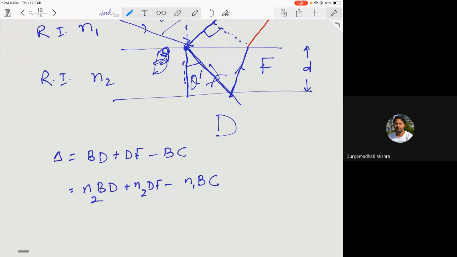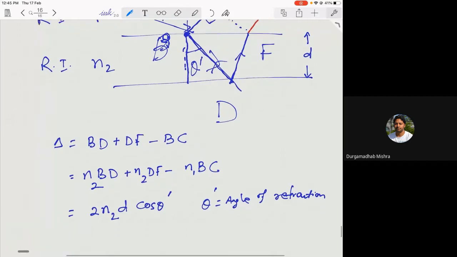And if you look at the geometry and do the calculations, you will get an answer which is equal to 2 n2 d cosine theta prime. So theta prime is your angle of refraction. So you can do the calculation and find it out. So delta is equal to 2 n2 d cosine theta prime.